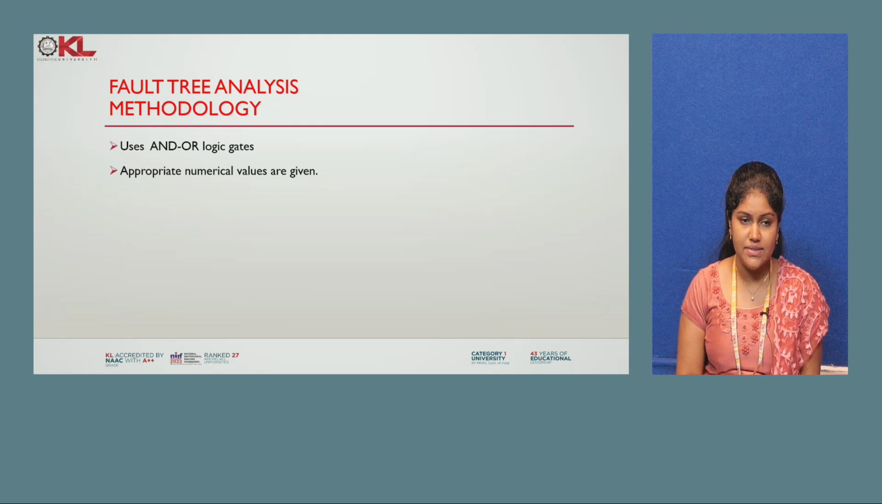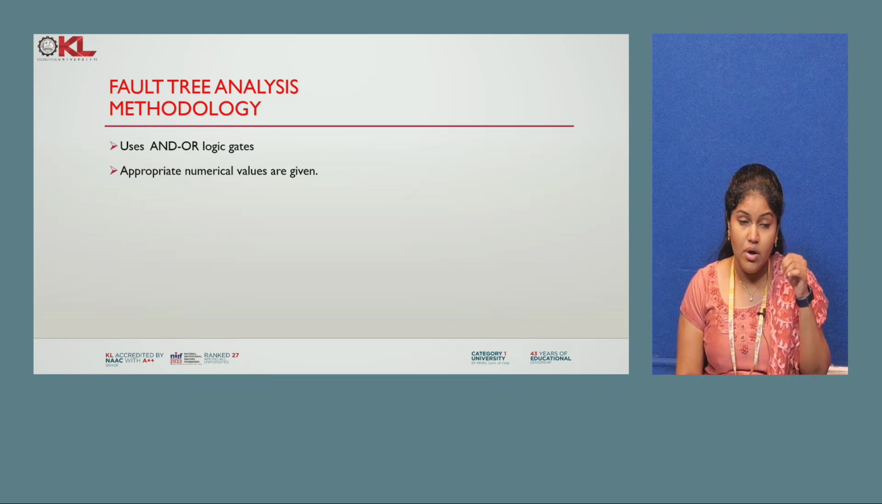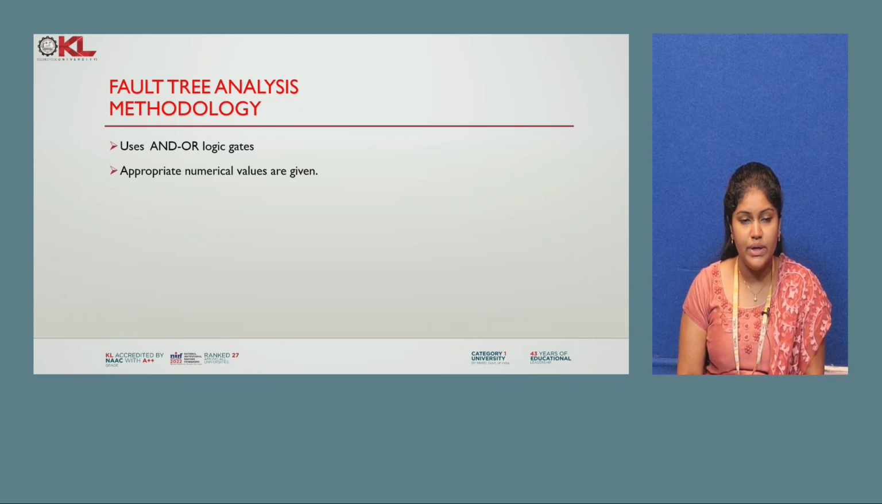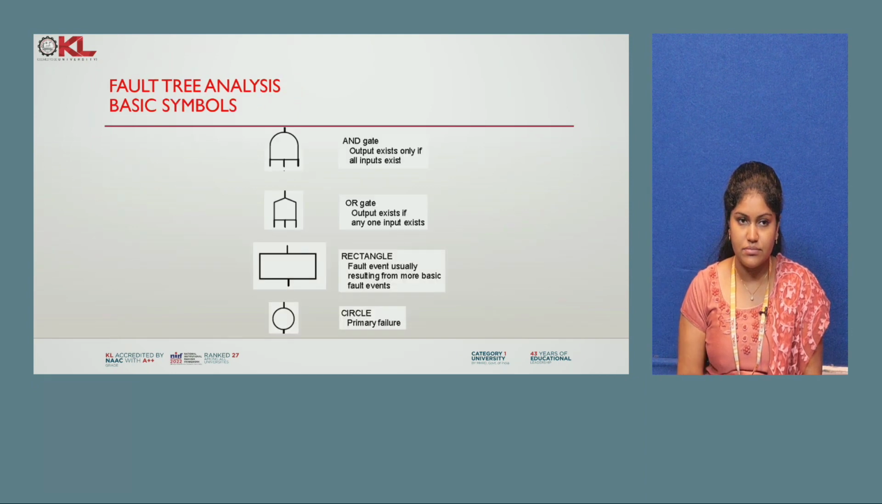In the fault tree analysis methodology, we are using AND and OR logic gates. Appropriate numeric values are also given in this. So, the fault tree analysis basic symbols. You can see that the AND gate is there, the OR gate is there, the rectangle is there, the circle is there. In the AND gate, output exists only if all inputs exist. In the OR gate, output exists if any one input exists. Rectangle: a fault event, usually resulting from a more basic fault event. Circle means primary failure.